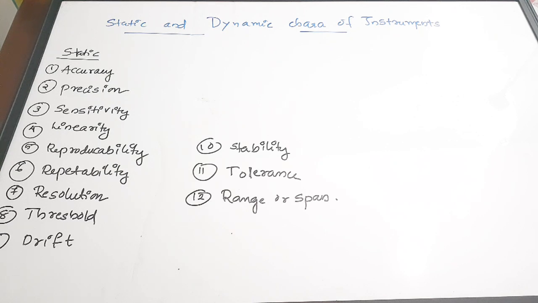Now I'm sure that all of you have heard of these terms, but how can we define these terms in terms of instrumentation, like a definition? How can we define them for instruments? Okay, so let's see, and we'll be discussing all these things from an exam point of view. So these 12 are the static characteristics.